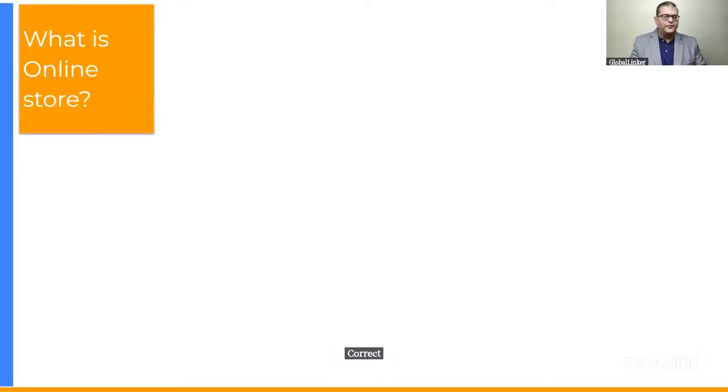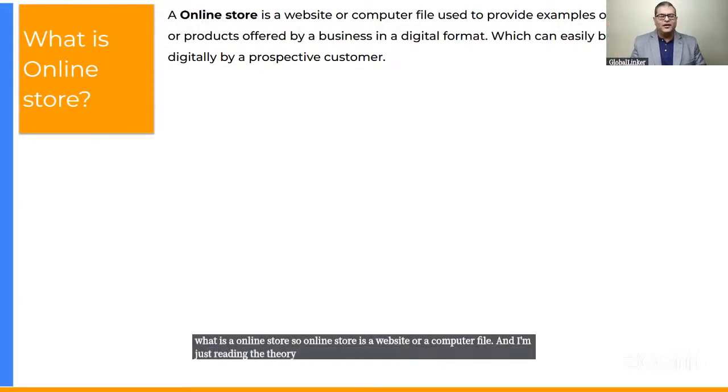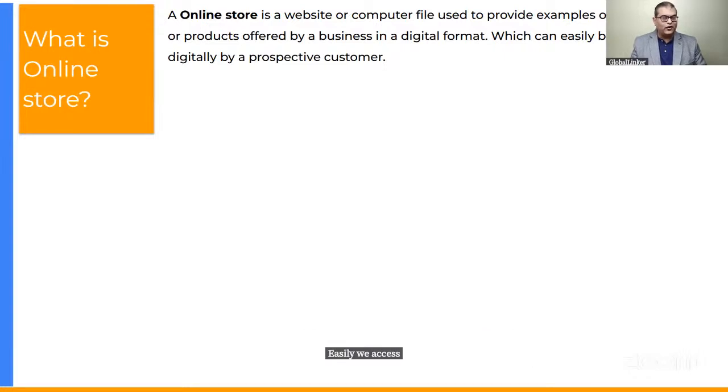Now I'm going to walk you through what is an online store. An online store is a website or a computer file, and I'm just reading the theory definition which is available. An online store is a website or a computer file used to provide examples of a person's work or product offering by a business in a digital format, which can easily be accessed digitally by a prospective customer. Now, like any typical textbook definition, it is kind of complicated and difficult to understand. So I'm going to simplify that for you.